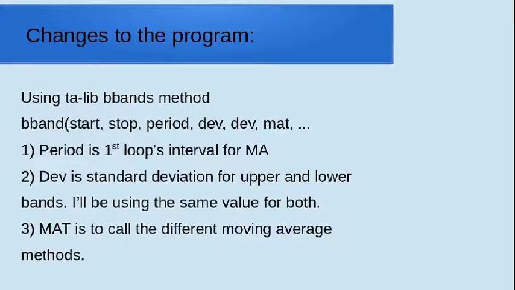The primary change to the code is using the ta-lib's Bollinger Band method, which is called BBANDS. There are 3 changes to the argument list. The first 2 start and stop with the same 2 integers, but then we have the period of the interval for the moving average, and then there's 2 standard deviation values we can pass to it for the upper and lower bands. And finally, the 4th new argument is the moving average type, which is a value that's available through the ta-lib libraries.